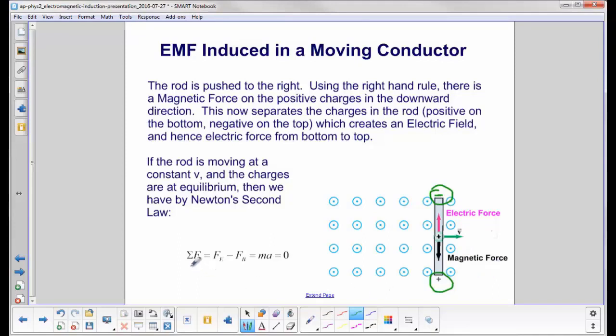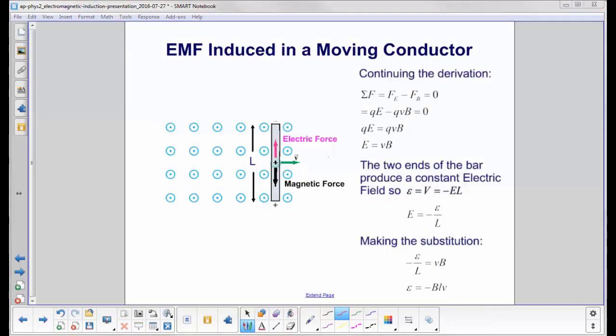So in equilibrium, the sum of the forces in the vertical direction will be the electric force due to the electric field that is generated by the separation of charges, and a magnetic force due to the movement of the bar through the magnetic field. So F_E minus F_B equals ma, Newton's second law, equals 0. We'll continue the derivation. The sum of the forces is the electric force minus the magnetic force equals 0.